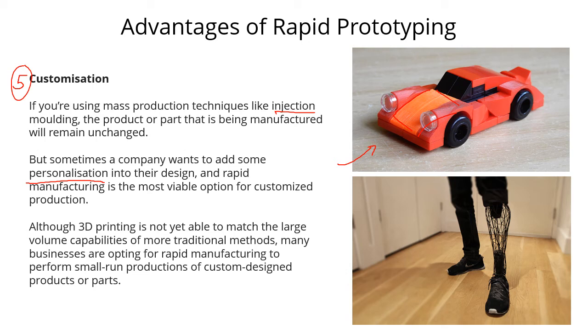But 3D printing is not yet able to match the large volume capabilities of more traditional methods. So it can't match injection molding or die casting or anything like that. But if it's for a small run, a small amount of products, then that's where rapid prototyping and additive manufacturing would be really beneficial.